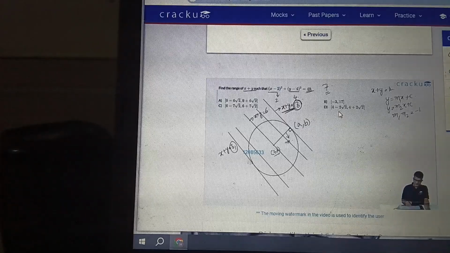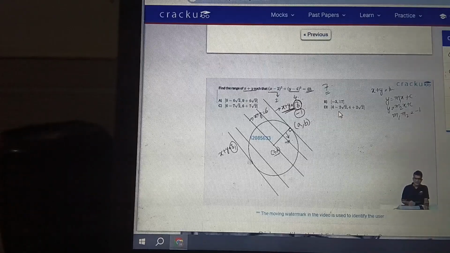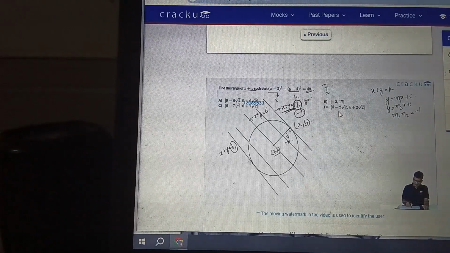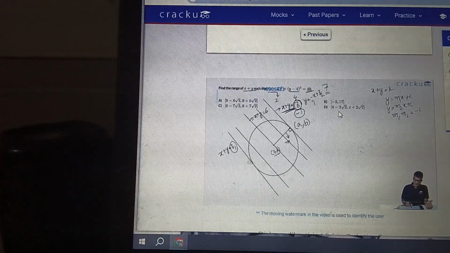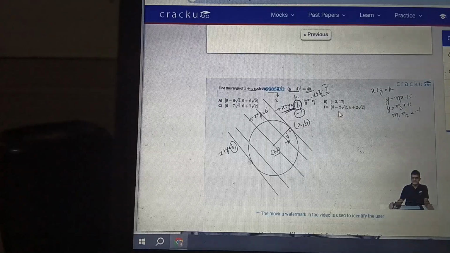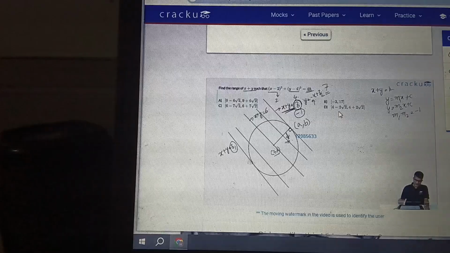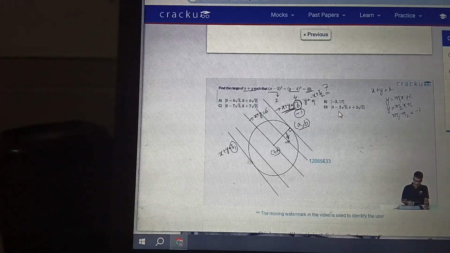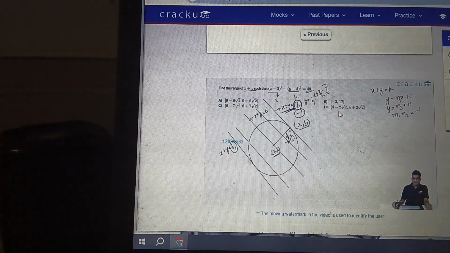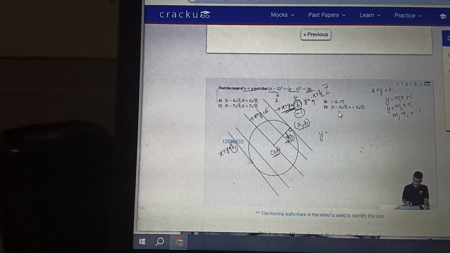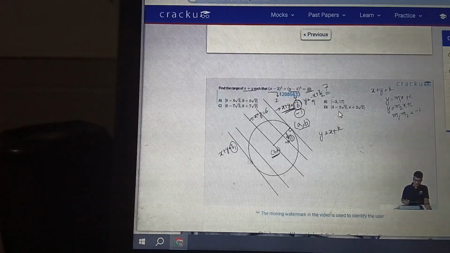We know the slope of the given line x plus y is equal to z. The slope of this line is minus 1, because this can be represented as y is equal to minus x plus z. Whatever is the value of z, the coefficient of x is minus 1. This would imply that the slope of the line which is connecting the point (a, b) and the center of the circle has to equal 1. So that line is of the form y is equal to x plus k, and it passes through the center of the circle, which is (2, 4).